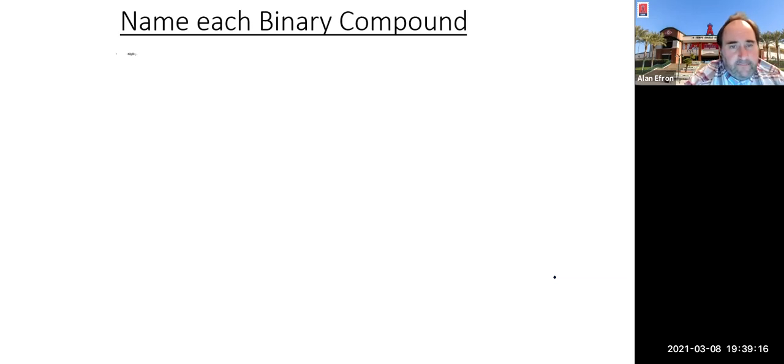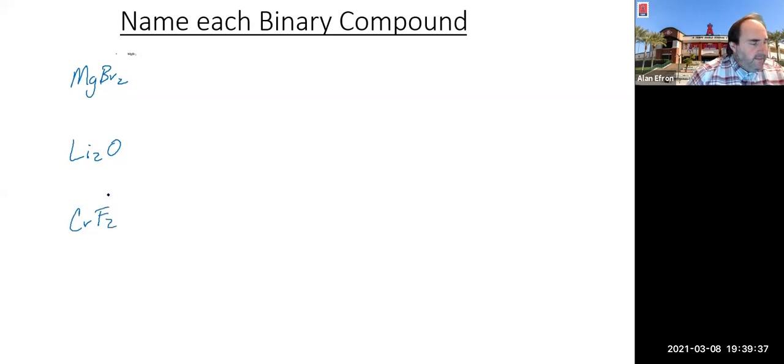All right. So you got another example here just to make sure. Whoa, that's really small. So I think you have on your paper MgBr2. You also have Li2O, and you have CrF2. Take a minute or two here and come up with the proper names.